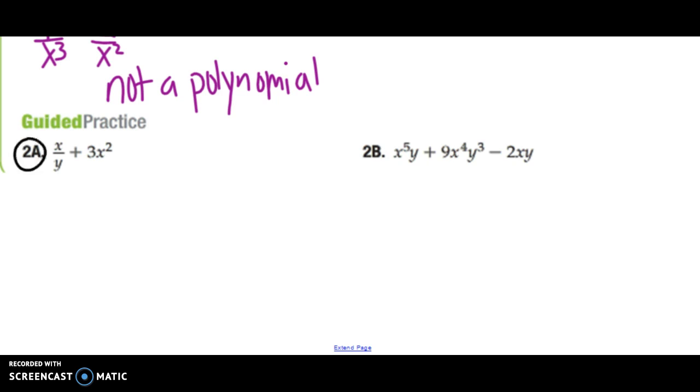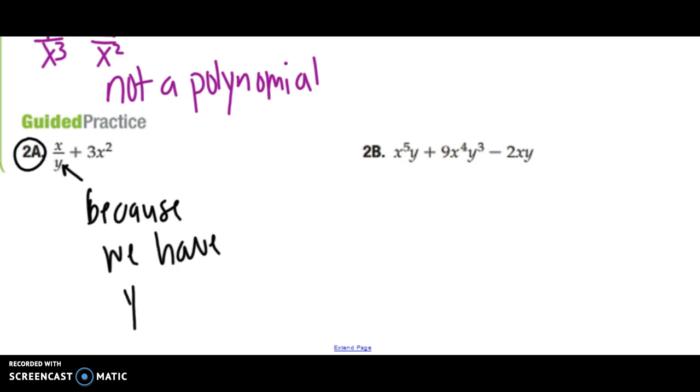Now the question for 2A was, why is this not a polynomial? The reason it's not is because I'm dividing by y. Anytime you're dividing by some sort of variable, like I said in example C, it's not a polynomial. So the reason it isn't is because we have y as a divisor. Now, if you didn't say that exactly, that's totally fine. But that's essentially the reason why: y is a divisor, not a whole number polynomial.